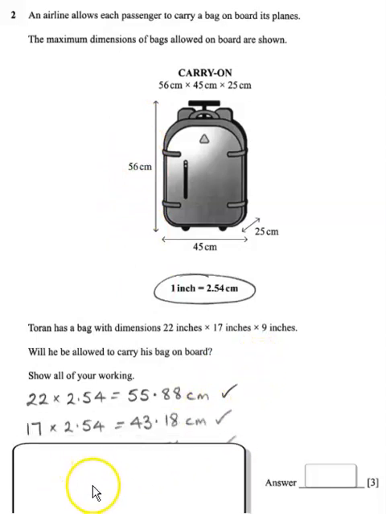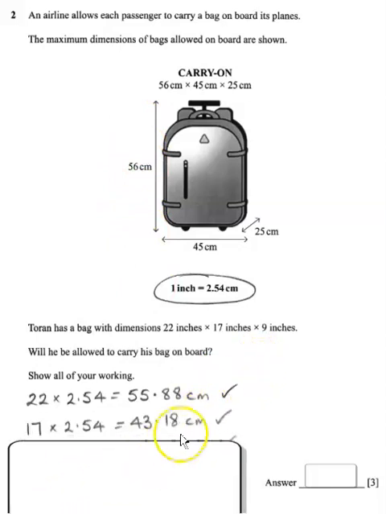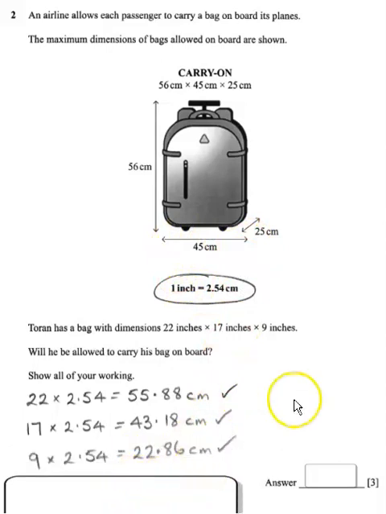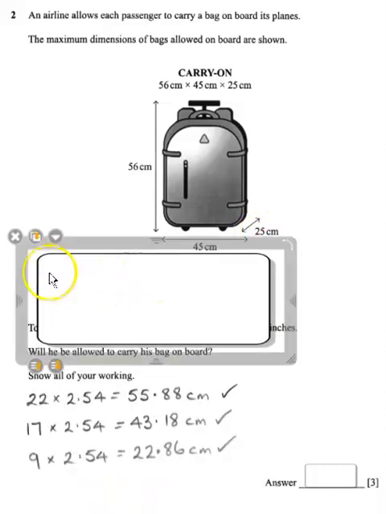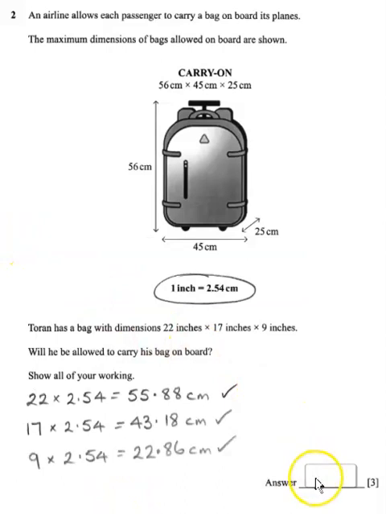So this one here is 17 times 2.54. And that's your 17 inches times 2.54, which is 43.18. And you can see it's 45 across here. So that's a tick. Then 9 times 2.54, and we get 22.86 centimeters. And we can see that's 25. So we're under that as well. So overall, this bag that he has can be allowed.